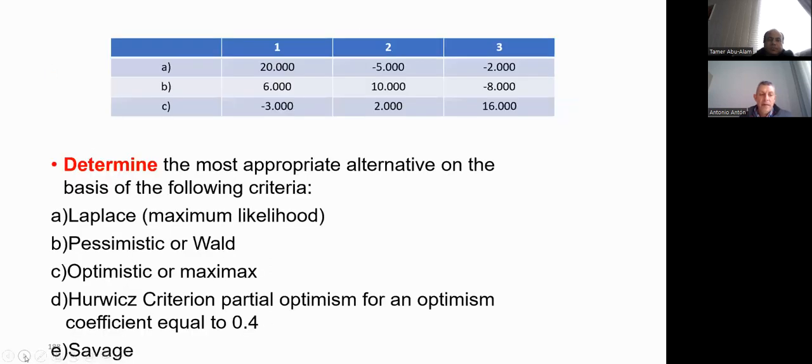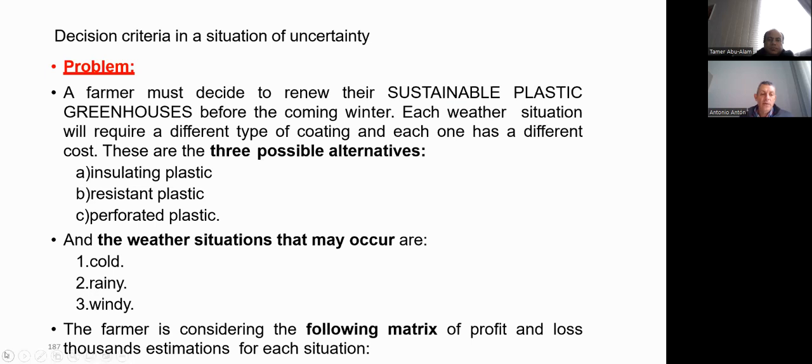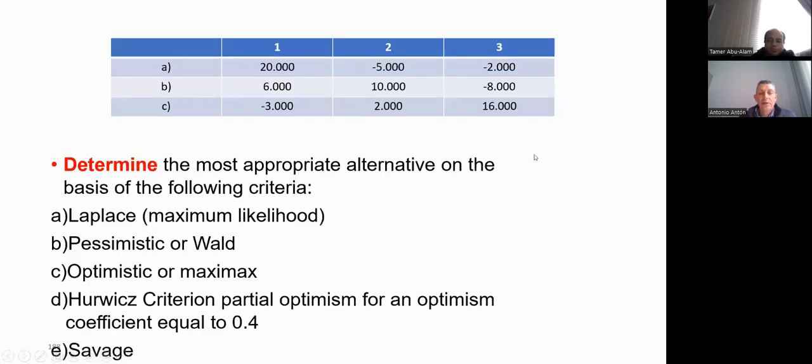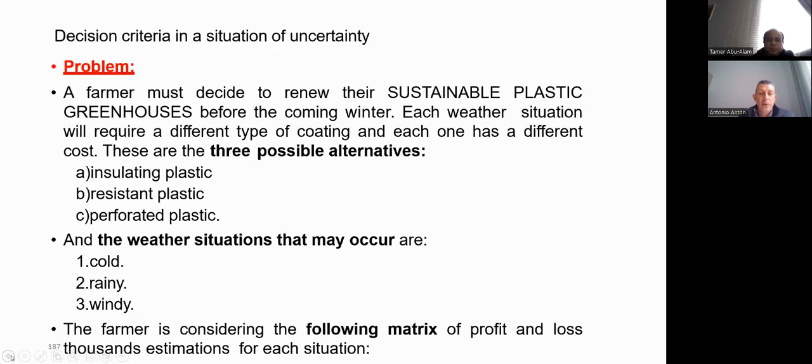Well, let's start by looking at these scenarios and the choices. This is what we call a matrix. You have three possible alternatives: put insulating plastic, or put resistant plastic, or put perforated plastic.